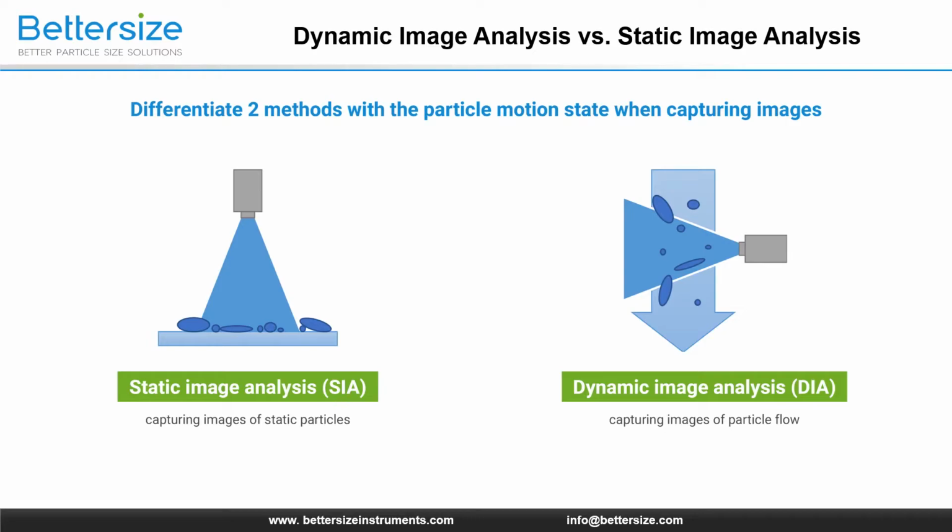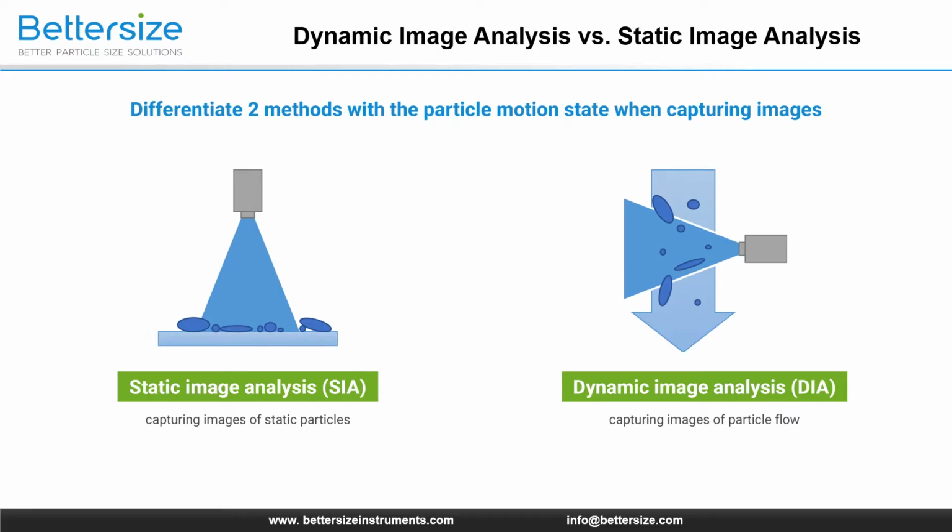The image analysis method is divided into two kinds. The one is the dynamic image analysis method, the DIA, and the other is the static image analysis method, the SIA. The difference between the two methods lies in the movement state of particles. During the DIA test process, the particles keep moving, passing the camera, and the camera captures particle images. But for the SIA test, particles do not move when the camera is capturing the image.